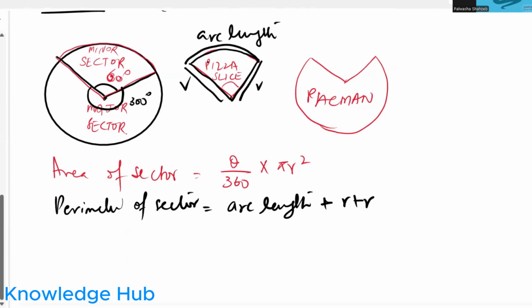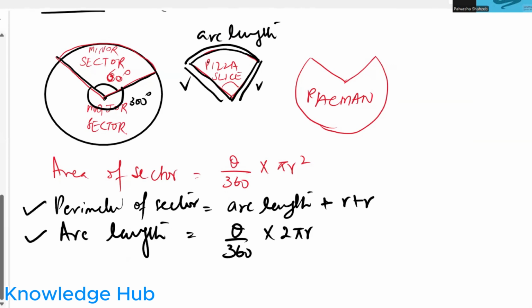Now, a question might come to your mind: what actually is arc length and how can we find it? Yes, we have a formula to find the arc length, that is theta over 360 times 2 pi r. So do not get confused between arc length and perimeter. Perimeter is when you add up all the outer boundaries. The arc length is very simple: it's the length of one arc, that is theta over 360 times 2 pi r. For area, we have theta over 360 times pi r squared, and for arc length, we have theta over 360 times 2 pi r. I hope it's clear to you.